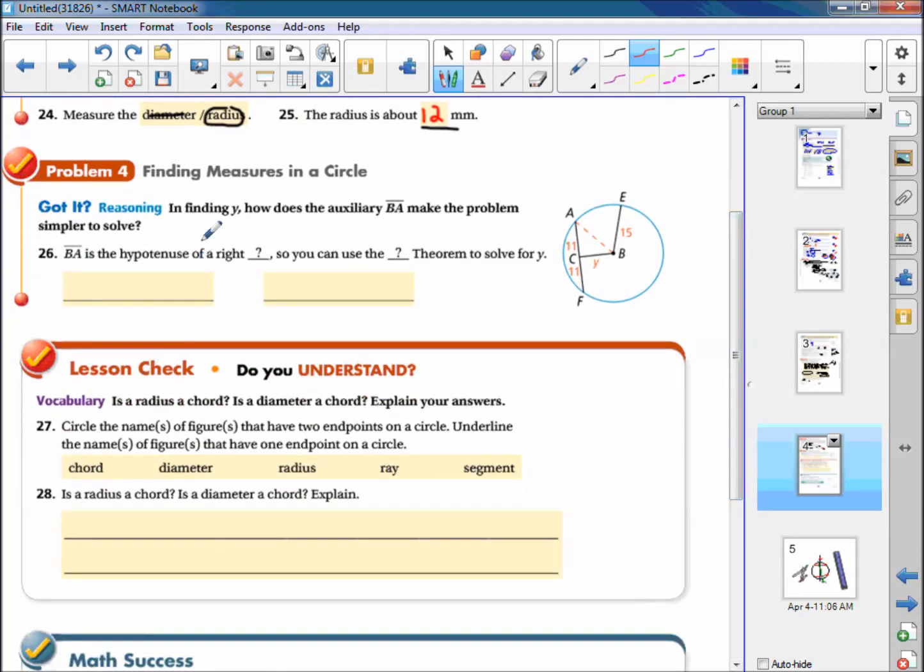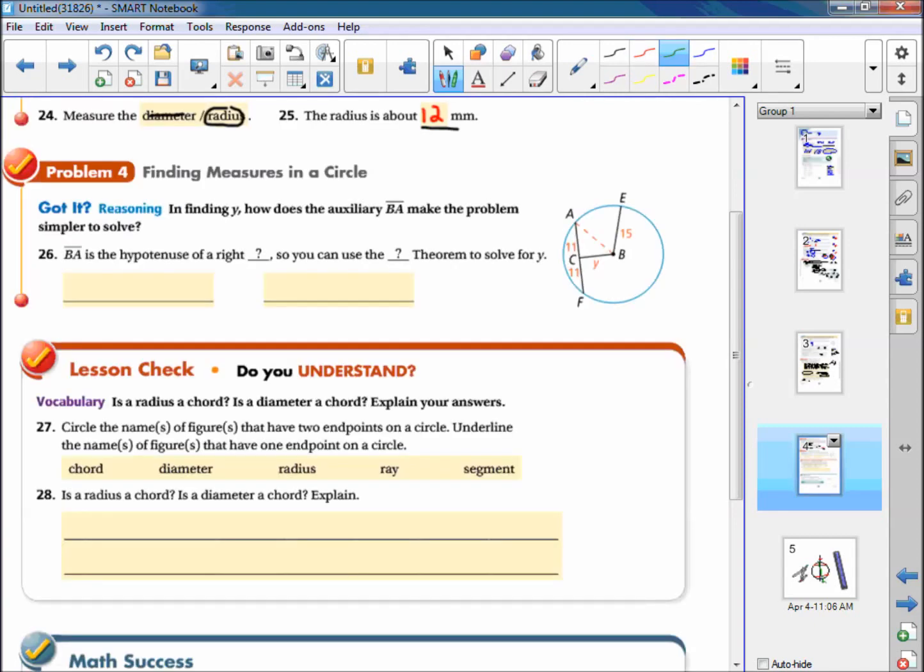So in finding y, how does the auxiliary of BA make the problem simpler to solve? So BA is a hypotenuse of a right triangle. So BA is here, and that's going to be the hypotenuse of a right triangle because we have a right angle here where our line is the shortest distance to intersect our chord, and we know that's a right angle because we have it split into 11 on each side. Okay, so since BA is the hypotenuse of a right triangle, that's our first question mark. So you can use the Pythagorean theorem to solve for y.